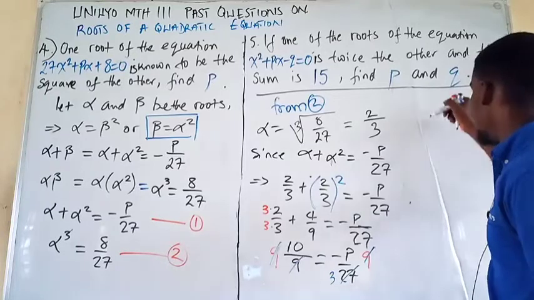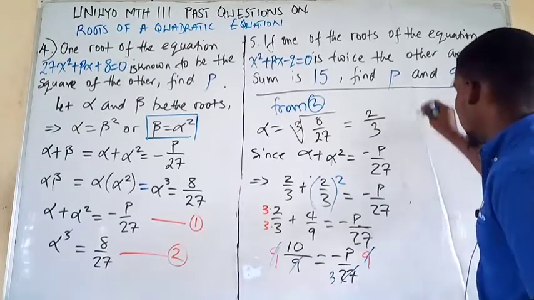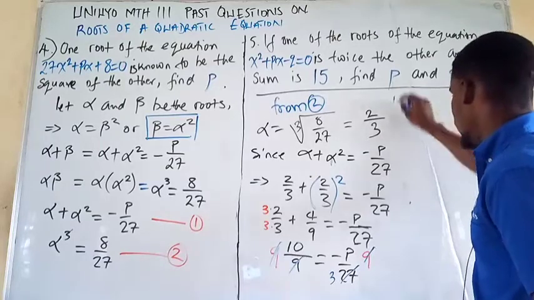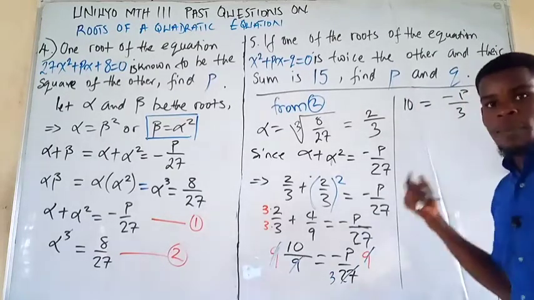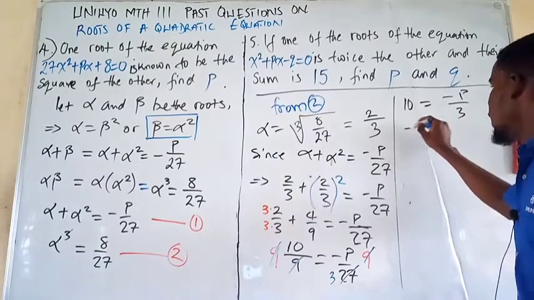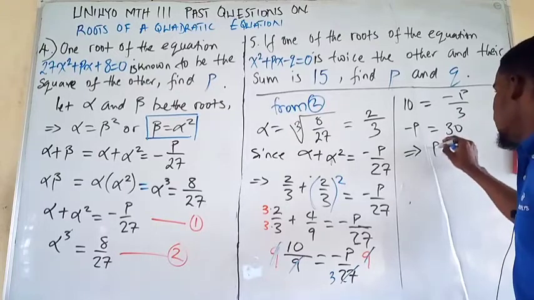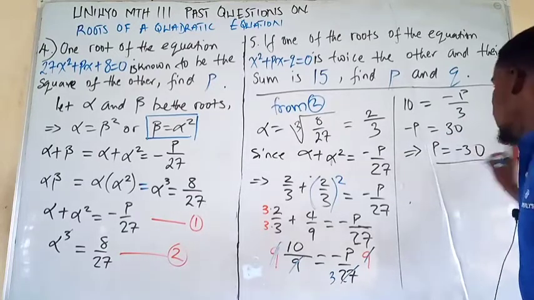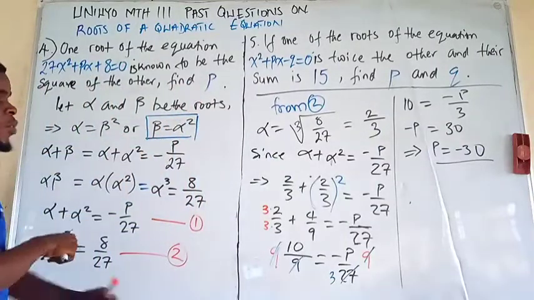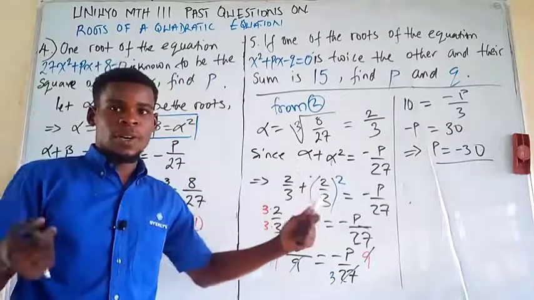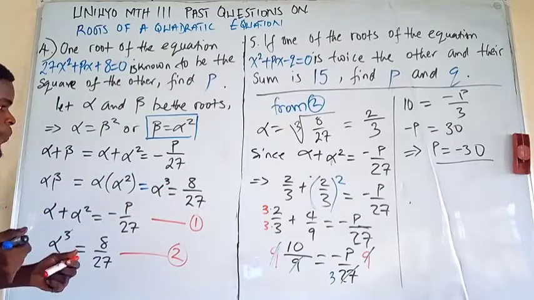So that means that 10 is equal to negative p over 3. Multiplying both sides by 3, we have that negative p is equal to 30, which means that p is equal to negative 30. So that is the value of p. The question was to find p. By doing all this little mathematics, we've seen that p is negative 30, and that is it.